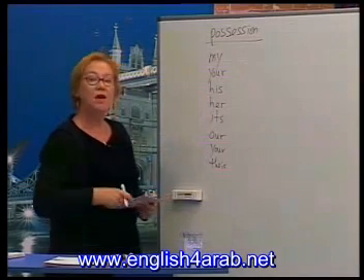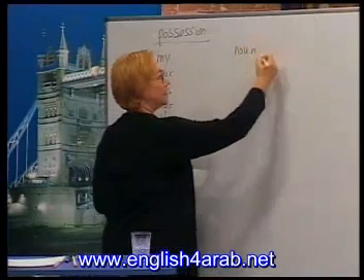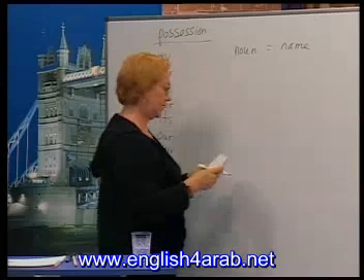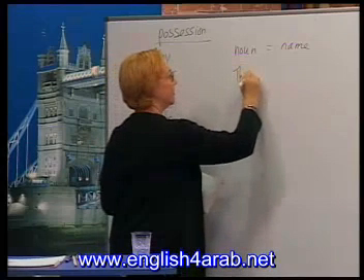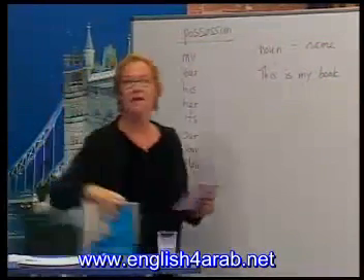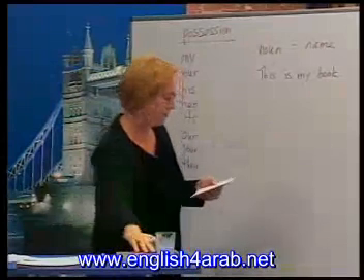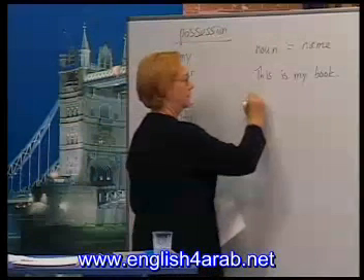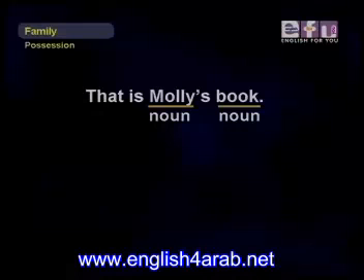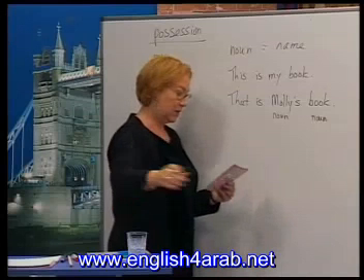Now, also, you know that a noun is like a name. Okay? A noun is a name. Now we're going to learn a different way to show possession. For example, this is my book. You can say that is Molly's book. Molly is a noun. Book is a noun. So that is Molly's book.